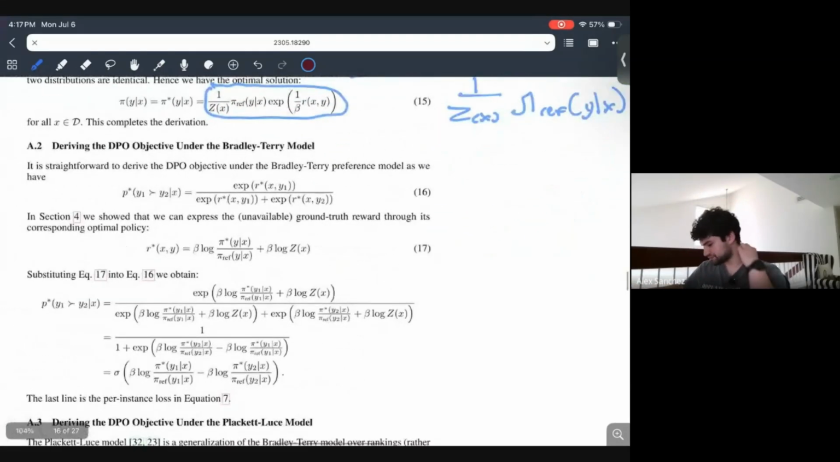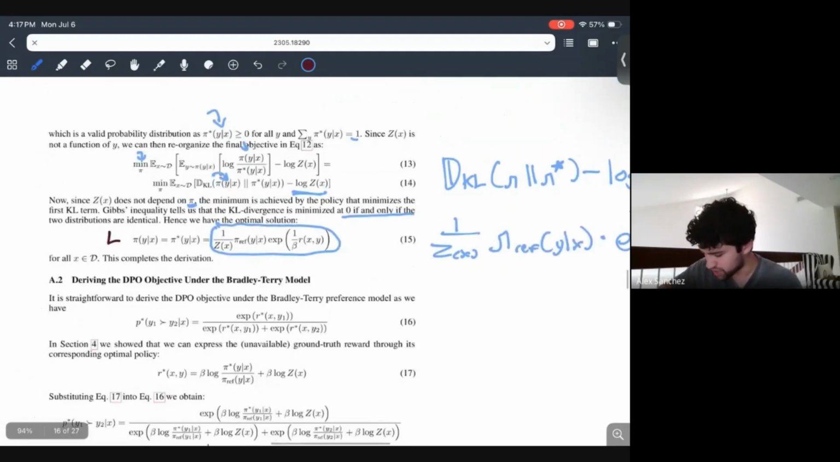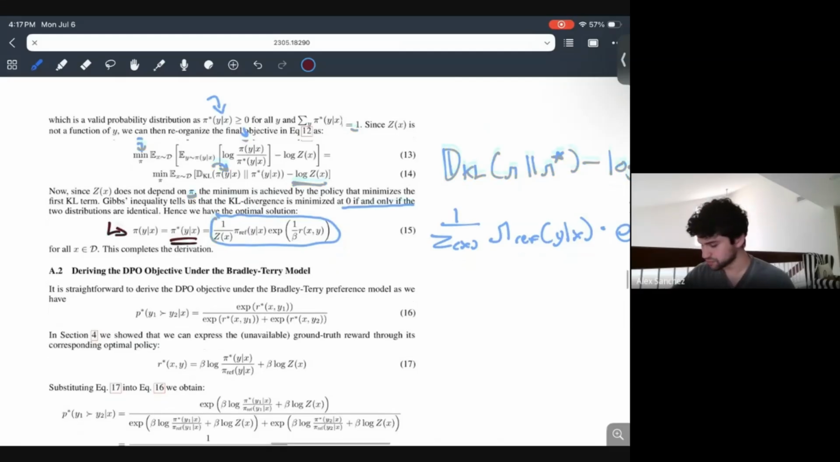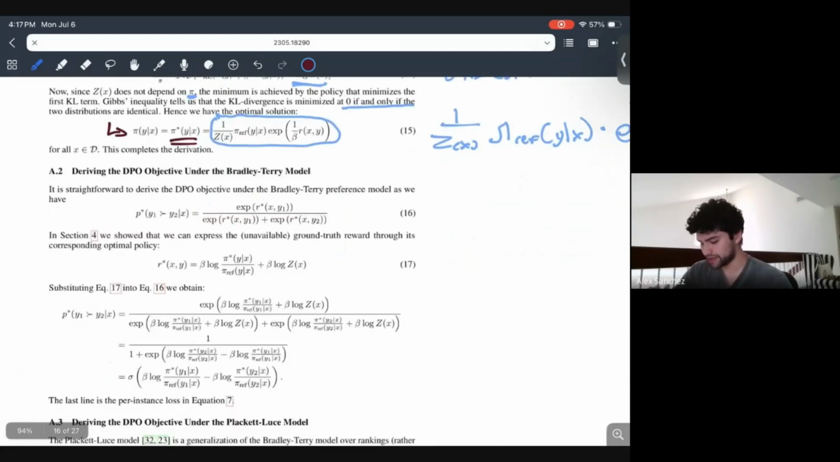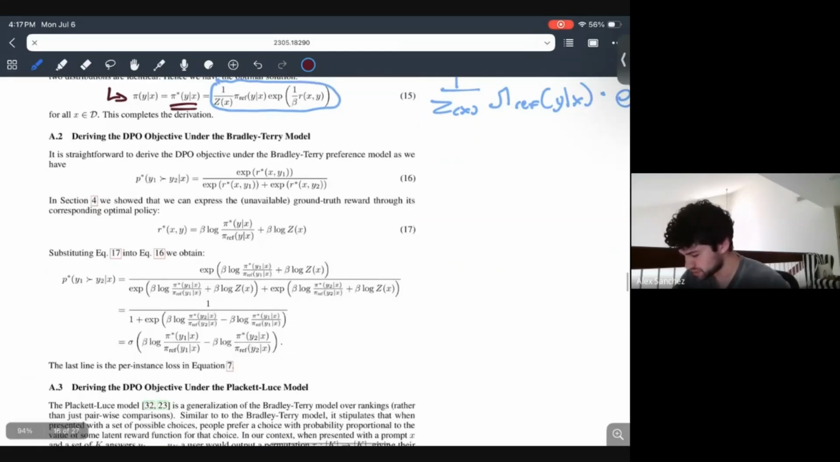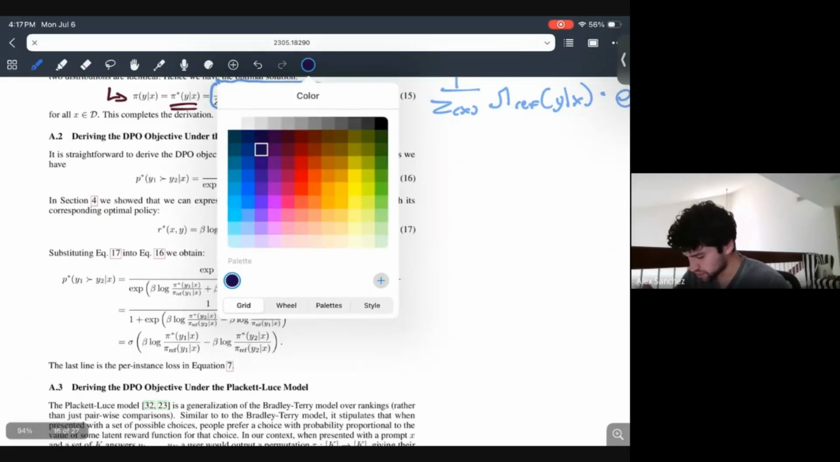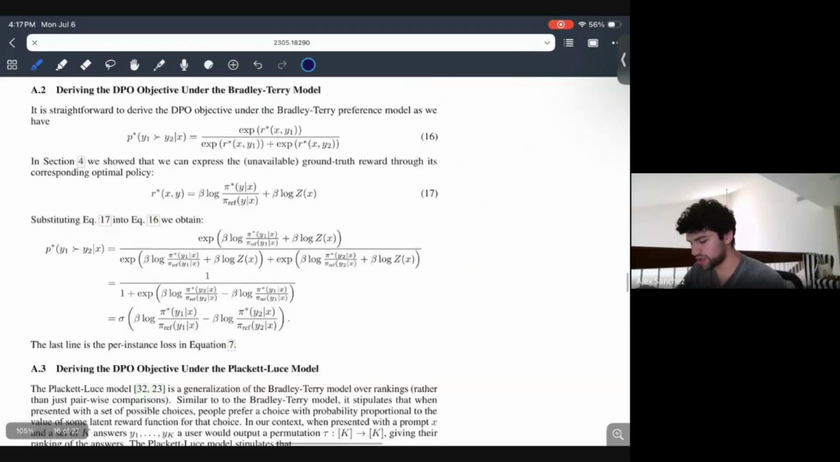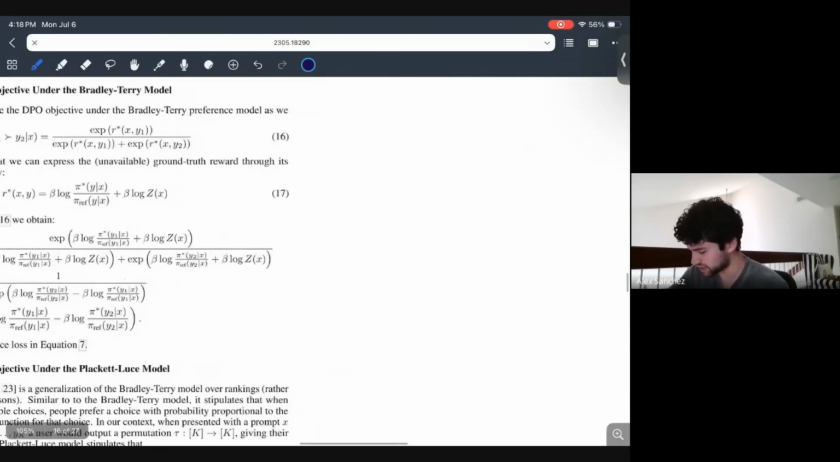So here we have the equation for our optimal policy. And now let's derive the actual loss. If you remember the Bradley-Terry model that we used, this is basically saying that i is greater than j, and that's equal to this bit right here.